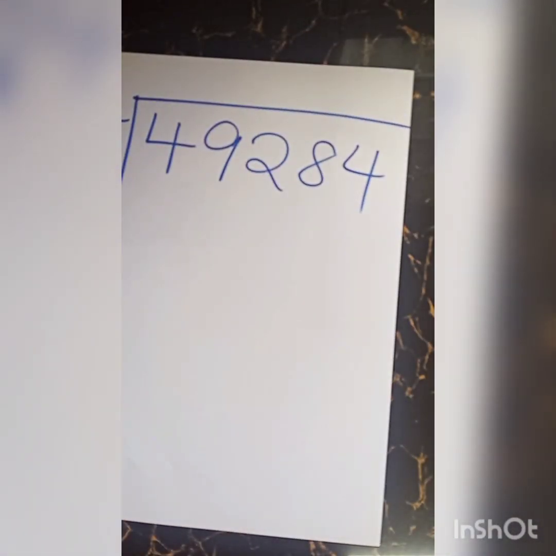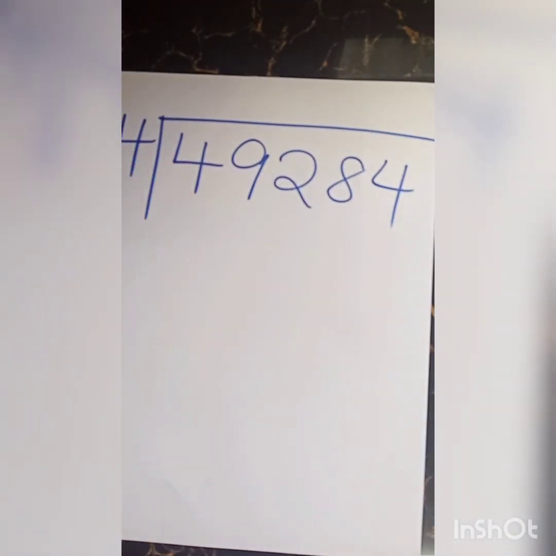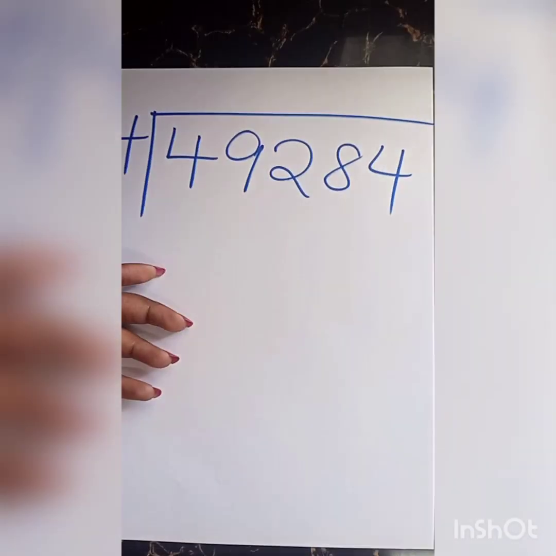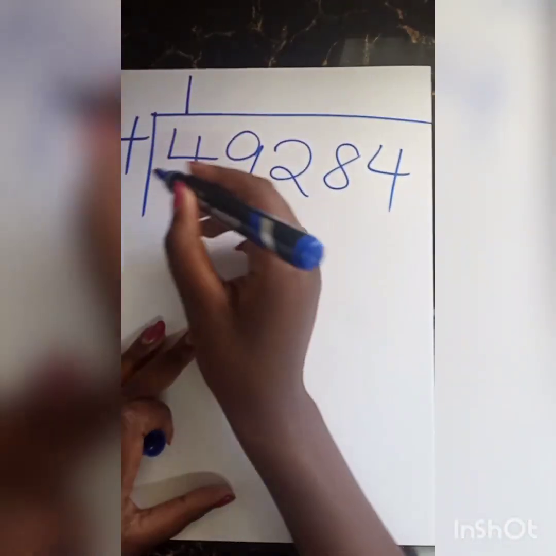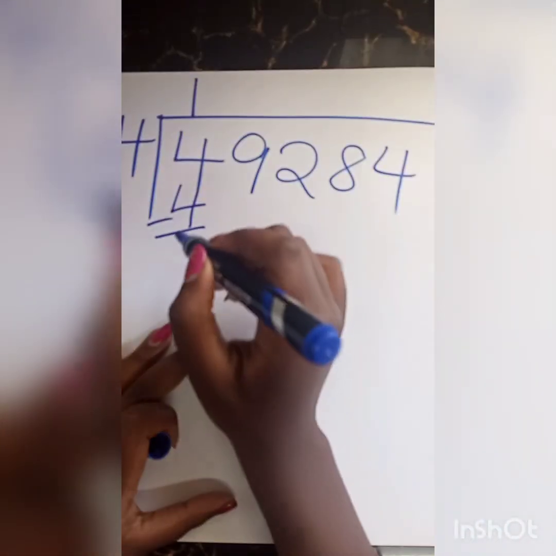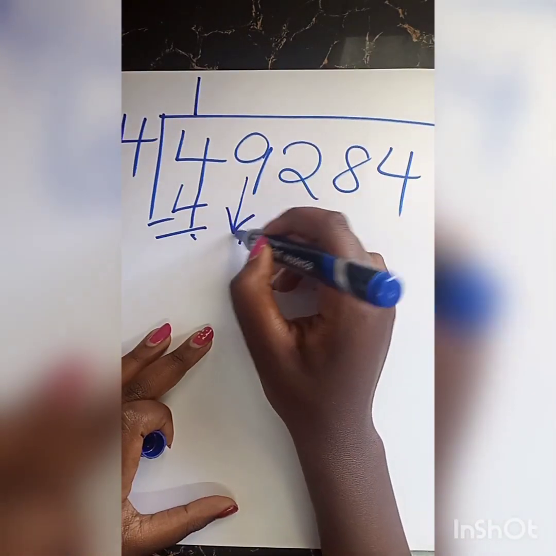Okay. So 4 divided by 4 is 1. Are we together? So we'll write our 1 here because 1 times 4 is 4, and 4 minus 4 is 0. The next step is to drop the 9.